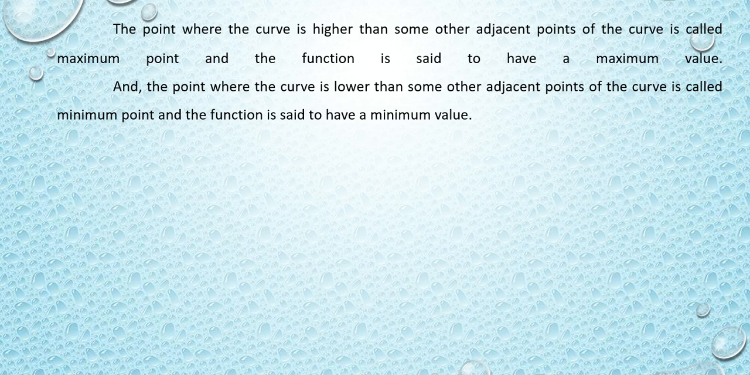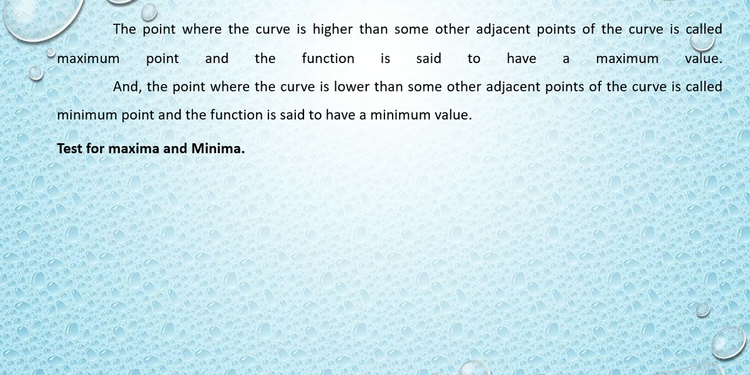In other words, if we have different points on a curve in a Cartesian plane, the highest point of the curve, we call it the maximum point. And the lowest point of the curve along the Cartesian plane is a minimum point.